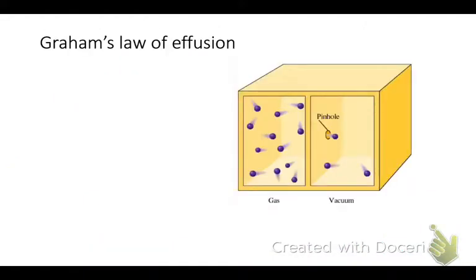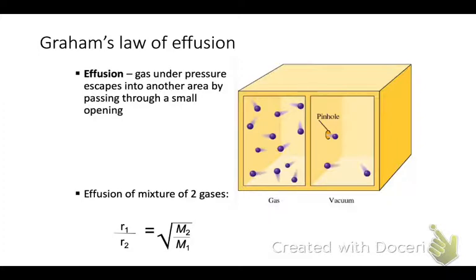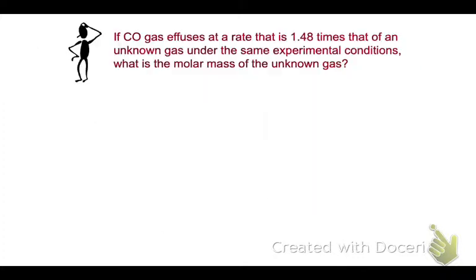Now, there is also Graham's law of effusion. And effusion is different than diffusion because effusion is when gas under pressure escapes into another area by passing through a small opening. So you have to have a small opening. And the effusion of a mixture of two gases will follow the exact same ratio, where R1 over R2 will equal the square root of the molar mass 2 over molar mass 1. Meaning, the heavier the gas is, the slower it will be, and the lighter the gas is, the faster it will go through that opening.